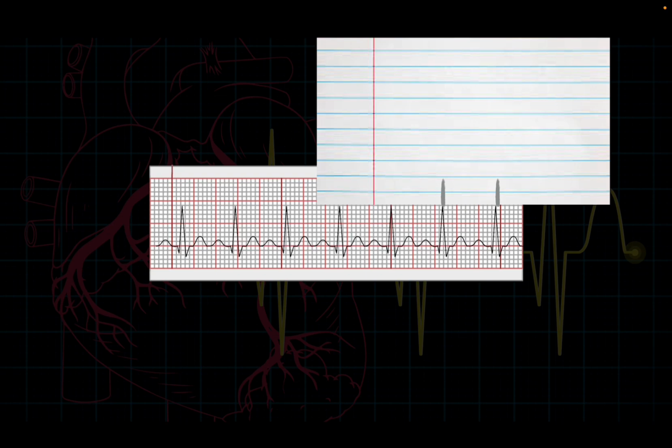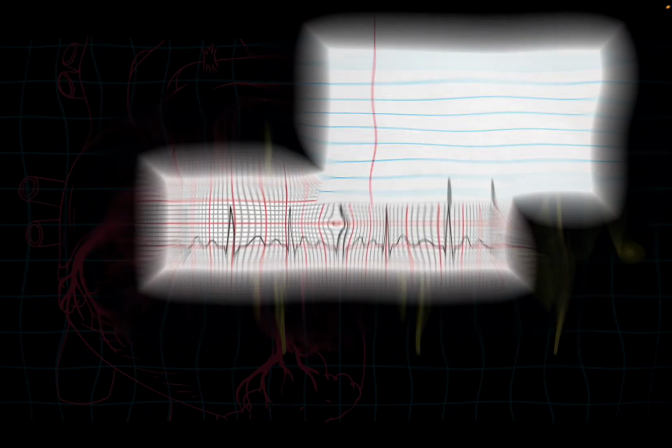You see how there's still a pattern of 3, break, 3? There's irregularity in between the actual QRS complexes, but the strip as a whole still has a pattern to it, so it's classified again as regular, irregular.